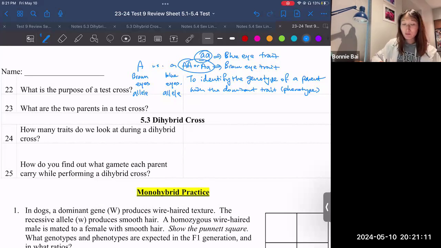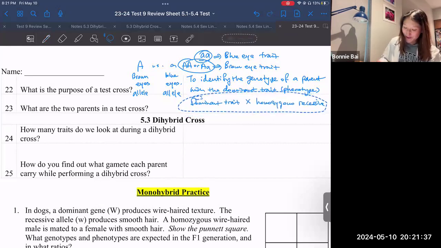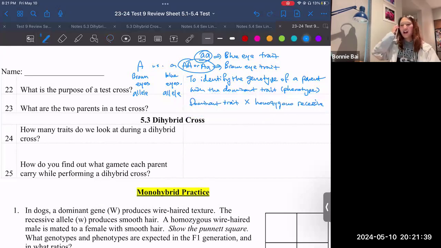For a test cross, number 23, you will take an individual with a dominant trait and cross it with a homozygous recessive, right? Well, if you know it, then it's right. But if you don't, now you're learning it.